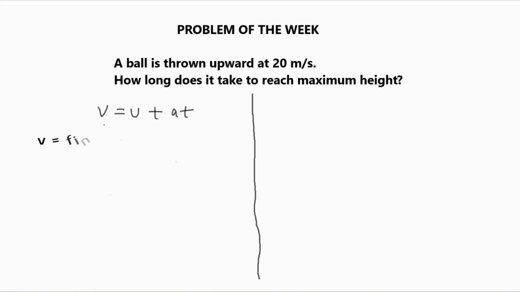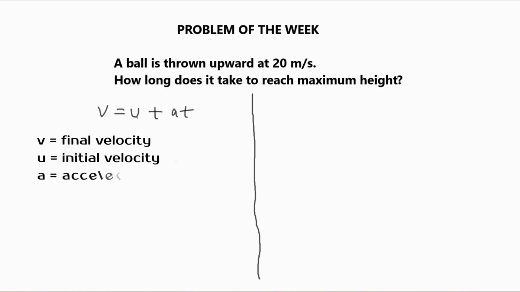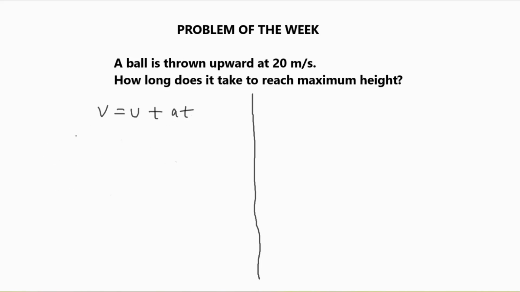V is the final velocity, U is the initial velocity, A is the acceleration, and T is time. So let's bring out the given values. Our initial velocity, U, is equal to 20 meters per second. The acceleration, A, is a constant, which is 9.8 meters per second squared. But because the ball acts downwards, which is gravity acting downwards, we use negative 9.8 meters per second squared.